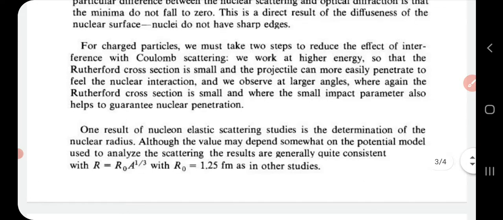For a charged particle, we take two steps to reduce the effect of interference with Coulomb scattering. That is, we work with higher energy so that the Rutherford cross section will be small, and hence the projectile can pass more easily to bring about nuclear interaction. And if you observe at large angles, there again the Rutherford cross section will be small, but the impact parameter will be small, which also will guarantee you nuclear penetration.